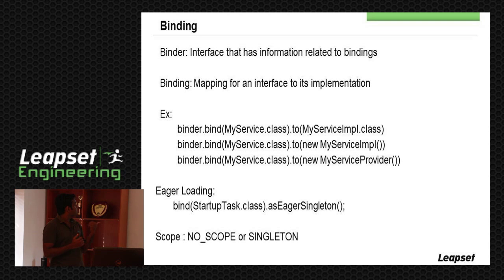First, we'll go through the bindings. Binder is an interface which gives methods to bind interfaces to the actual classes. So in the example, you can say binder.bind MyService class, bound to MyServiceImpl class. So this is the binding we have to do. That's it. And we can use the MyServiceSimple.class class name, or we can simply instantiate a new object inside that, like in the second step, new MyServiceSimple.